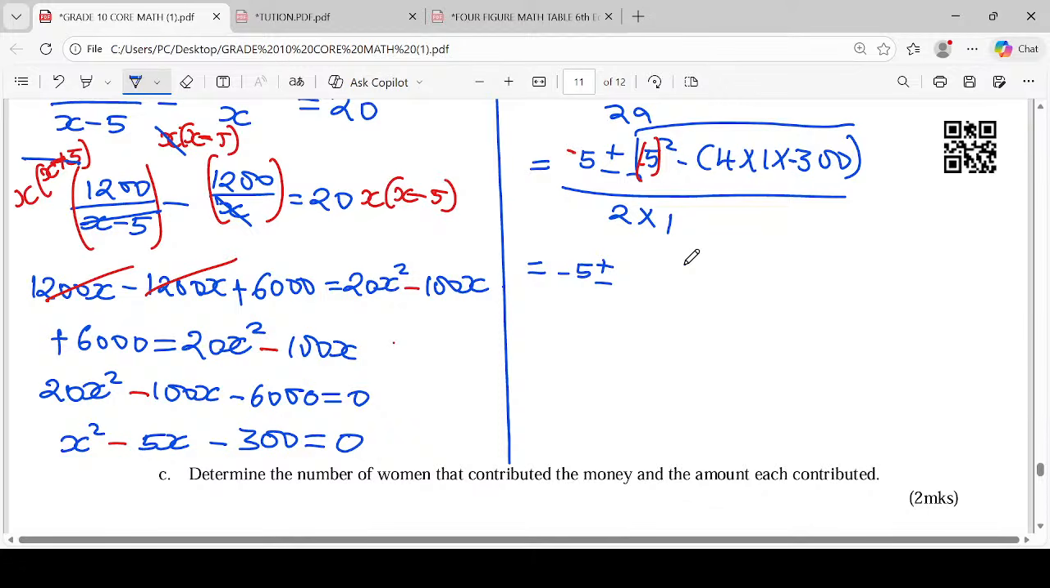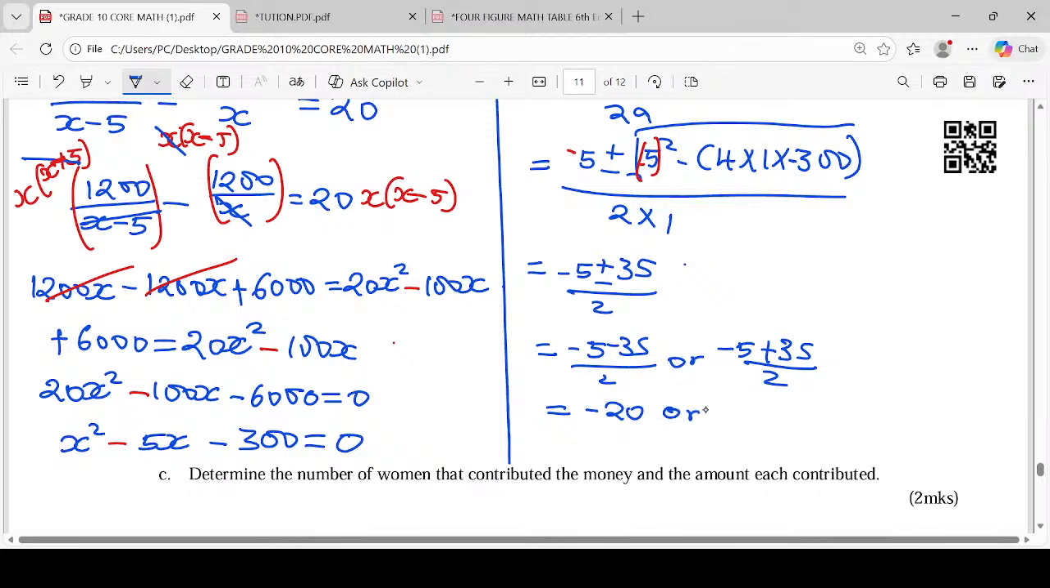So this one now here will be 4 times 1 times negative 300. That is negative 1200. Then negative 5 squared, that's 25, minus this, that will be 1225. Its square root is 35. So this one will be now minus 5 plus or minus 35 divided by 2. So the first case will be negative 5 minus 35 divided by 2, and the other is negative 5 plus 35 divided by 2. So this will mean negative 5 minus 35, that's negative 40, divided by 2, that is going to be negative 20.